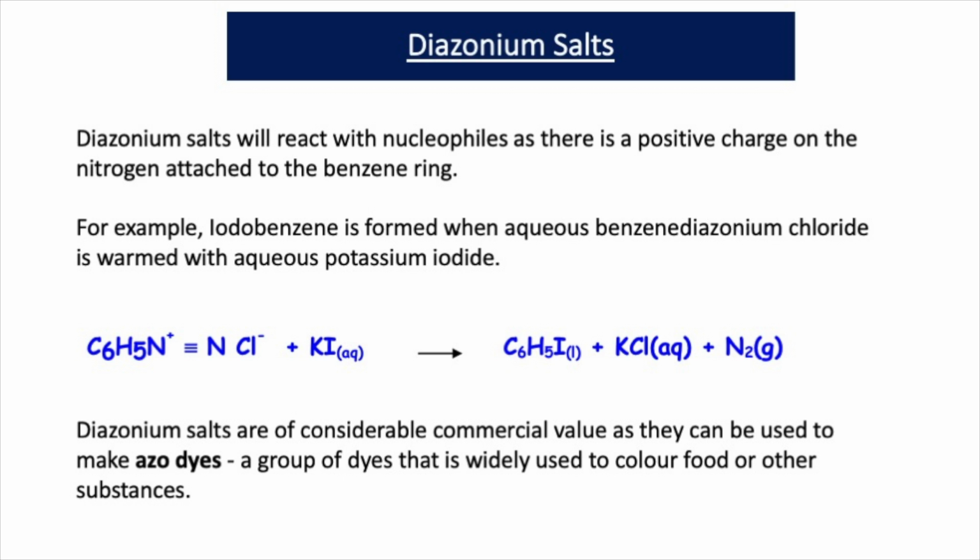So for example, iodobenzene is formed when benzene diazonium chloride is warmed with aqueous potassium iodide. So you can see here we've got benzene diazonium chloride plus potassium iodide, and we get C6H5I, which is iodobenzene, plus potassium chloride and nitrogen gas. Now in this reaction, the iodide ion is a nucleophile and it reacts with the diazonium salt, which is acting as an electrophile. Now, diazonium salts are of considerable commercial value as they can be used to make azo dyes, and this is a group of dyes that is widely used to colour food or other substances.